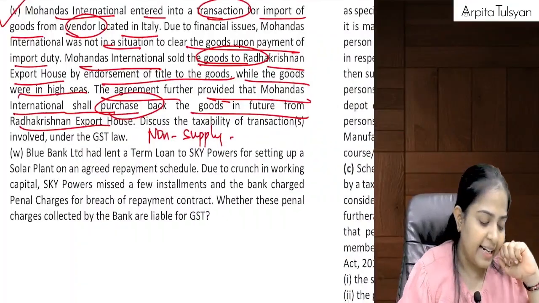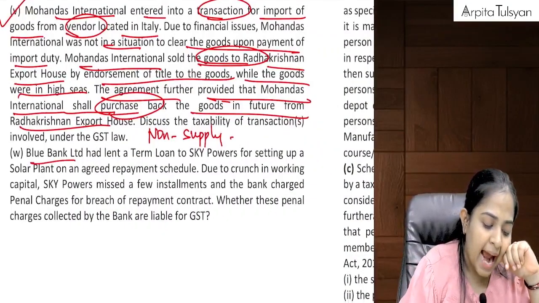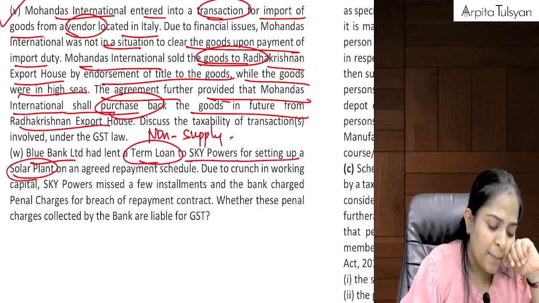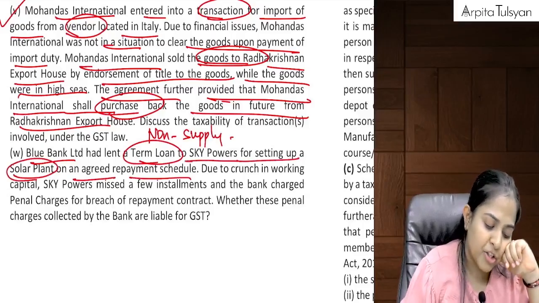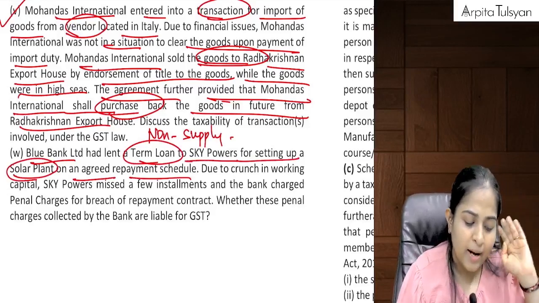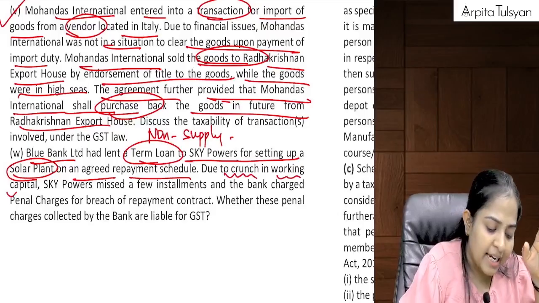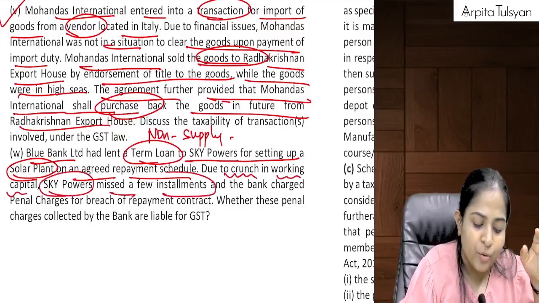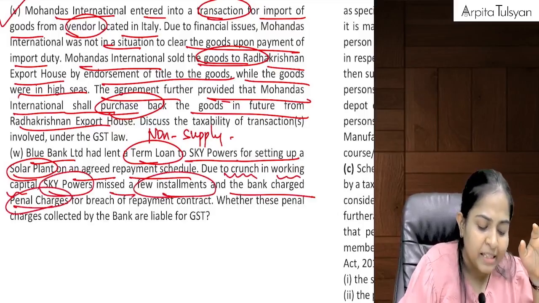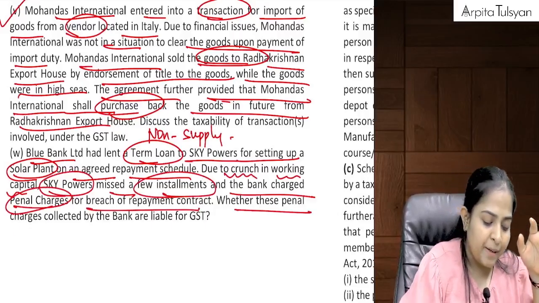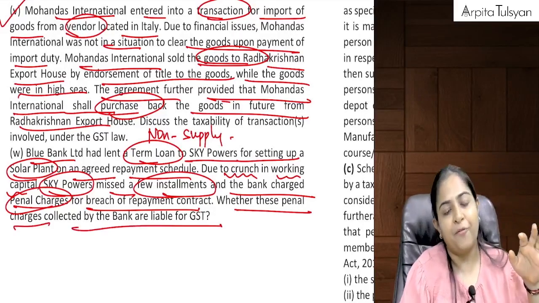Then after that, the next one. Blue Bank Limited had lent a term loan to Sky Powers for setting up a solar plant on agreed repayment schedule. So basically, a term loan has been given by bank to a company. Due to crunch in working capital, Sky Powers missed a few installments and the bank charged penal charges for breach of repayment contract. Whether these penal charges collected by the bank are liable for GST.